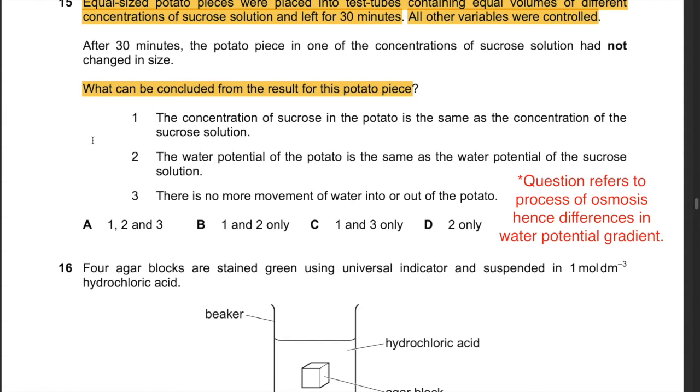Option 3. There is no more movement of water into or out of the potato. We cannot be certain since they stopped the investigation at the end of 30 minutes. Therefore, option D is the correct answer.